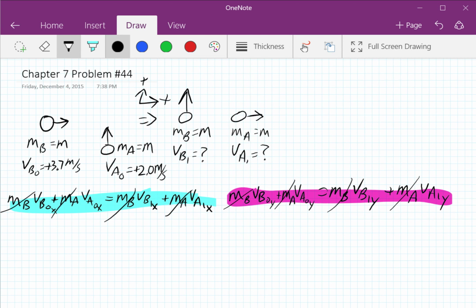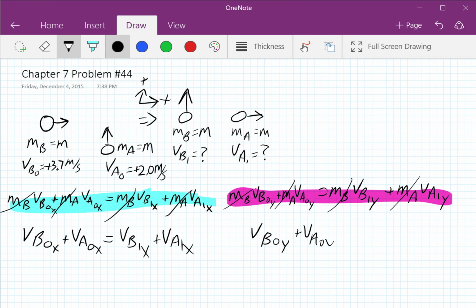So then this x equation would just be VB initial in the x plus VA initial in the x equals VB final in the x plus VA final in the x, and VB initial in the y plus VA initial in the y equals VB final in the y plus VA final in the y.